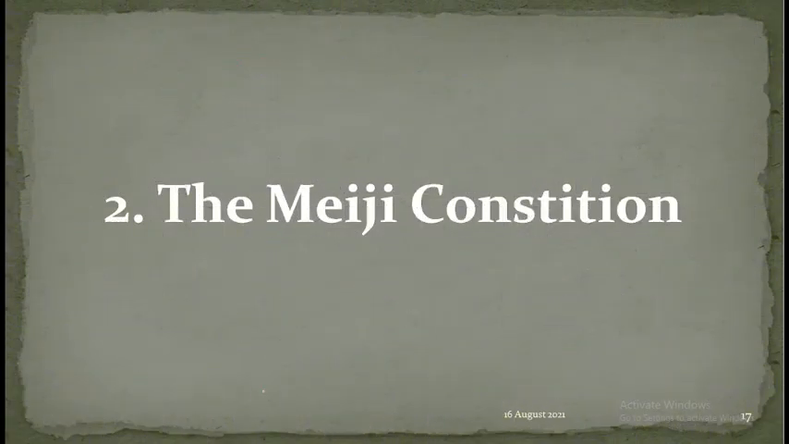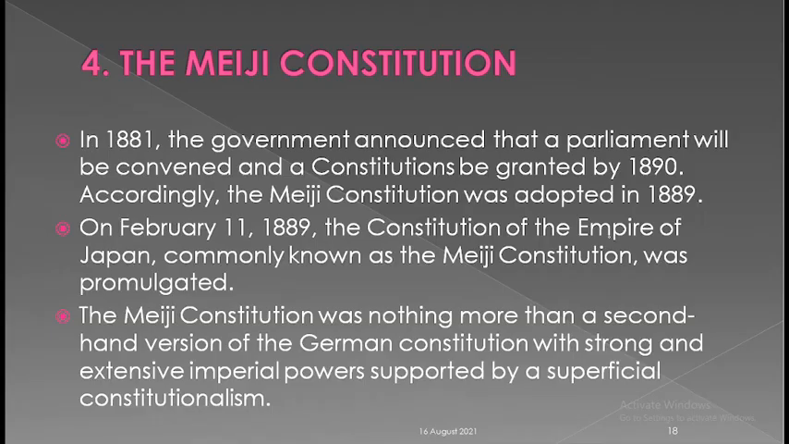Now, let's discuss the Meiji Constitution briefly. The Meiji Constitution. In 1881, this is actually still part of the post-feudal era, the government announced that a parliament will be convened and a constitution be granted by 1890. Accordingly, the Meiji Constitution was adopted in 1889.